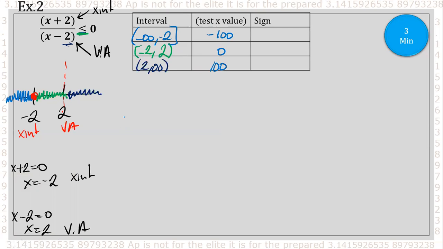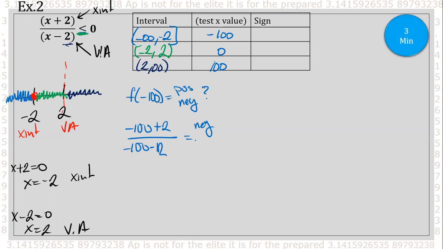So let's go ahead and evaluate it. So evaluate at -100. Is that going to give me a positive or a negative? Okay, so all we have to do is substitute it. Negative 100 plus 2 divided by negative 100 minus 2, sorry about that. And we evaluate it and we see that negative over a negative gives me a positive. So all of this graph will behave above the x-axis.